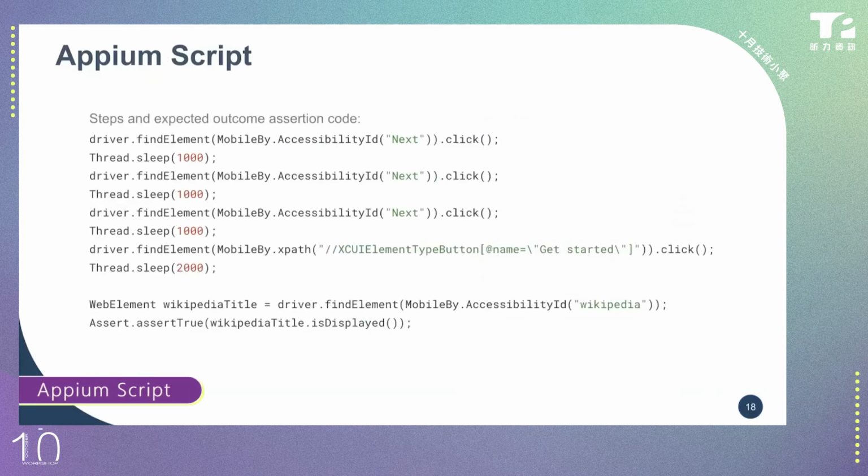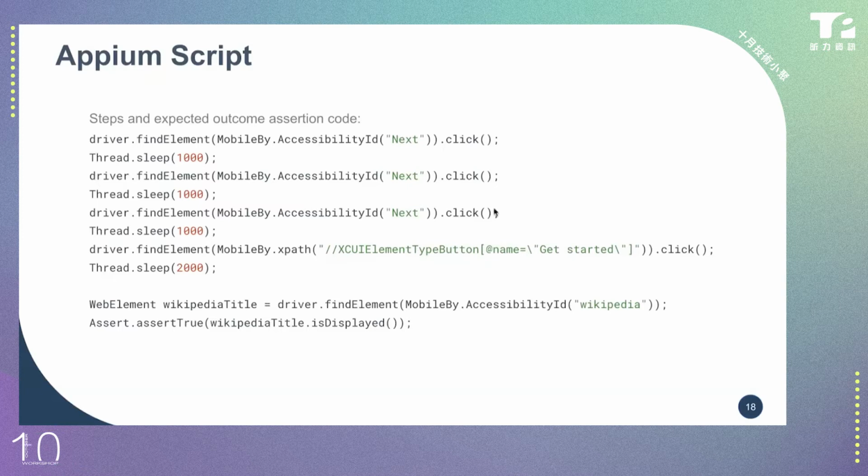Now, for our test case that we defined before, going through the intro page of Wikipedia, basically clicking on next three times and then clicking on get started, we can see the code here. As you can see, we have our driver and we tell it to find an element. And to find that element, we're using the accessibility ID, the locator strategy, of our next button. So our next button has the accessibility ID next. So it's very easy to find using this locator strategy. Once the element is found, we can then just use the click method to click on it.